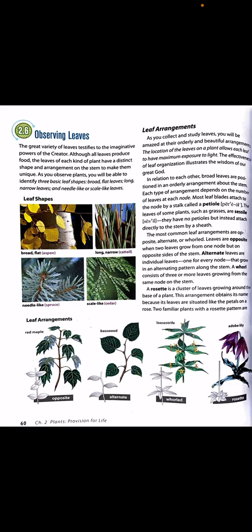As you observe plants, you will be able to identify 3 basic leaf shapes: broad, flat leaves, long, narrow leaves, and needle-like or scale-like leaves.